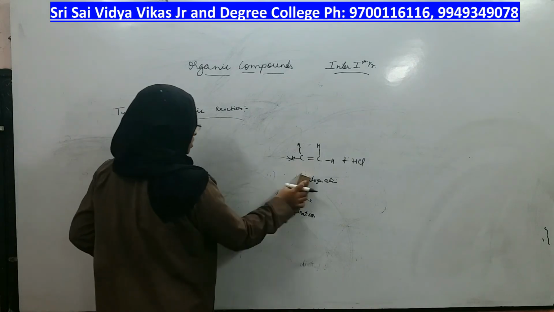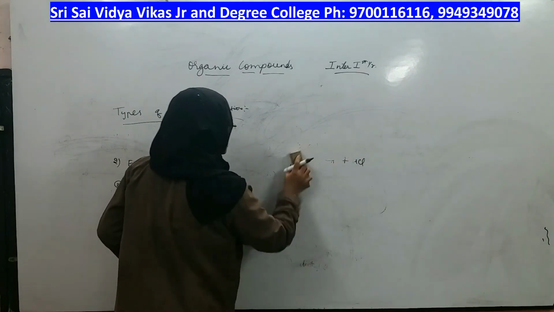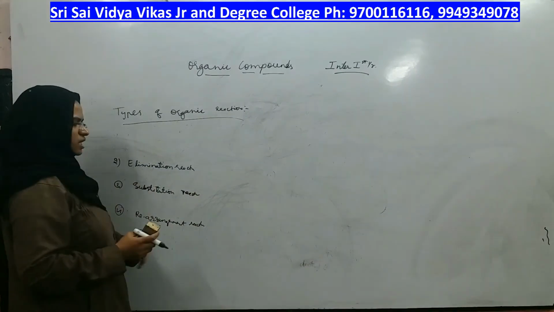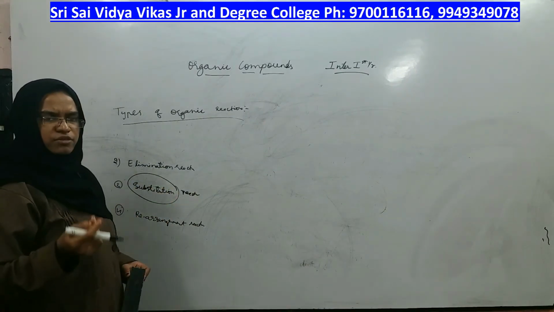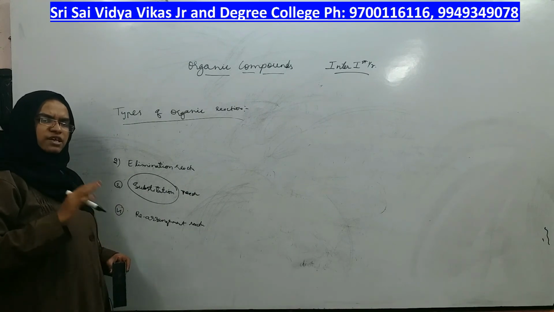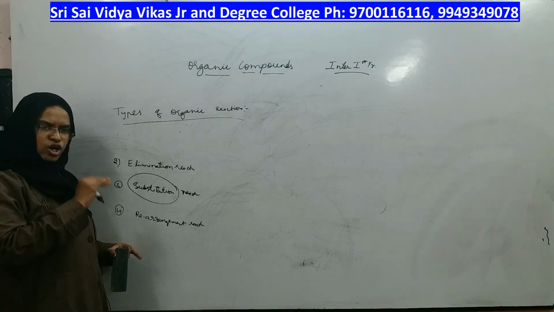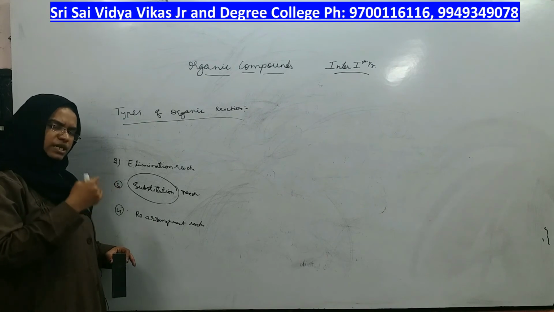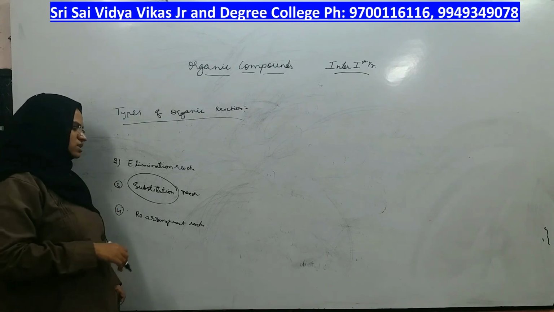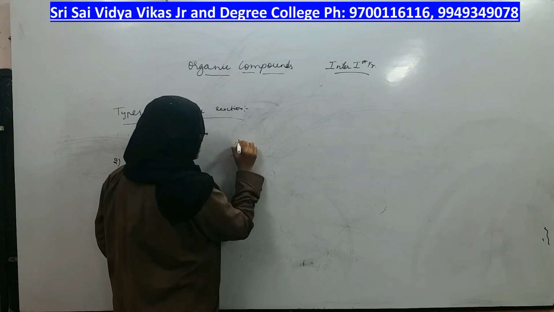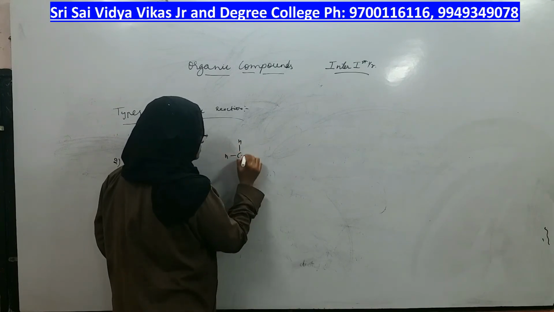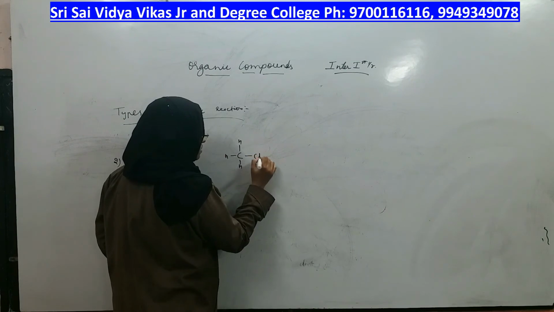Right? Now, the next type of reaction is substitution reaction. Substitution means someone coming from outside will take the place of an already present group and kick it out. That is called a substitution. To explain that, I will take methyl chloride.